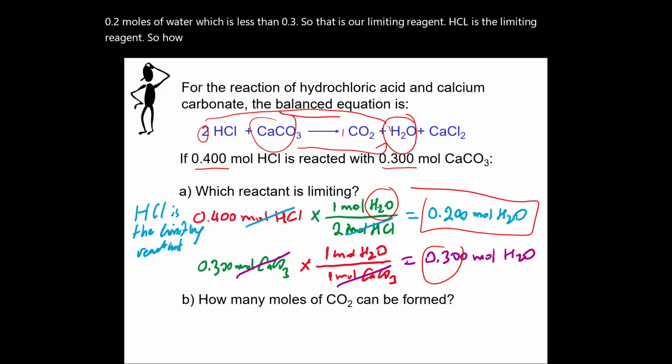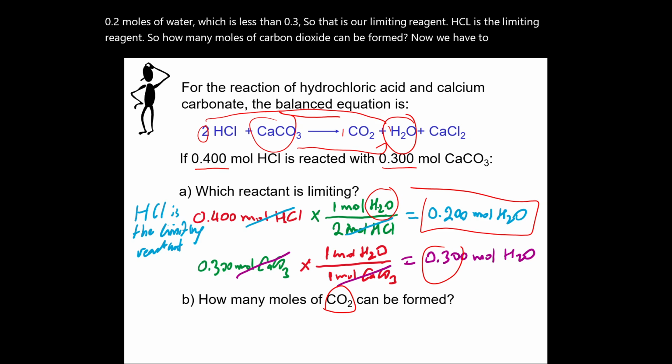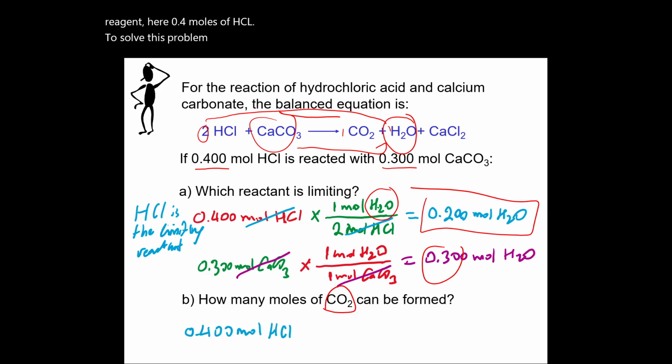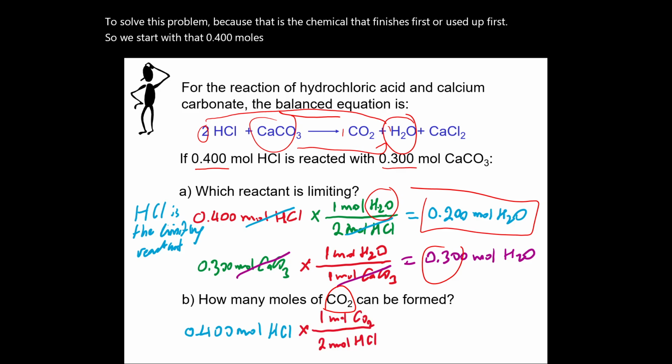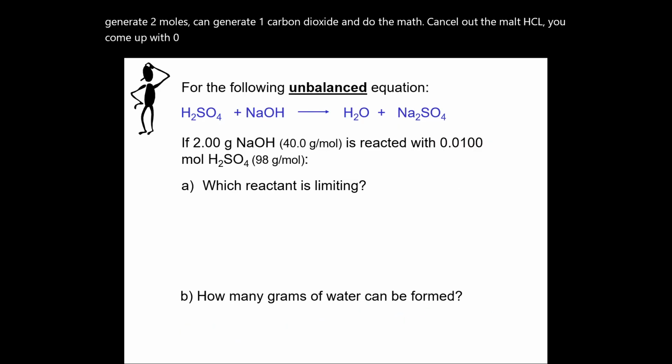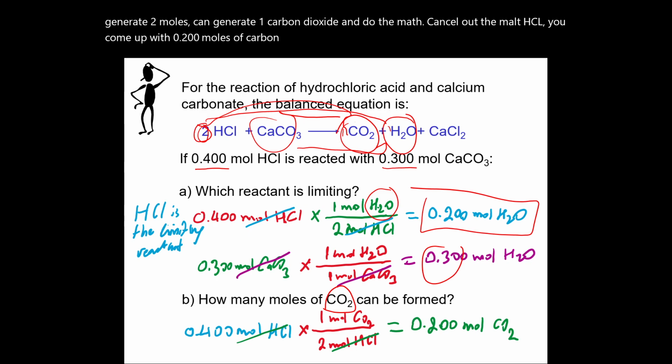So how many moles of carbon dioxide can be formed? Now we have to use the limiting reagent here, 0.4 moles of HCl, to solve this problem, because that is the chemical that finishes first or is used up first. So we start with that 0.400 moles of HCl, and according to the reaction, 2 moles of HCl can generate 1 mole carbon dioxide. And do the math, cancel out the moles HCl, you come up with 0.200 moles of carbon dioxide. Okay, so that is how we solve the problem here.